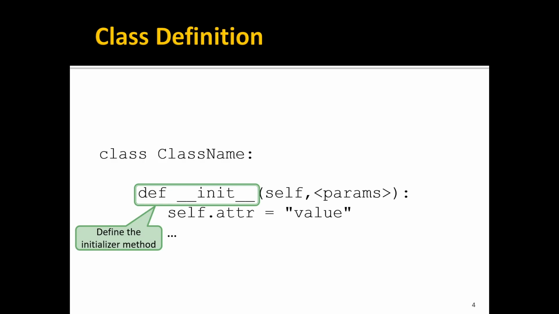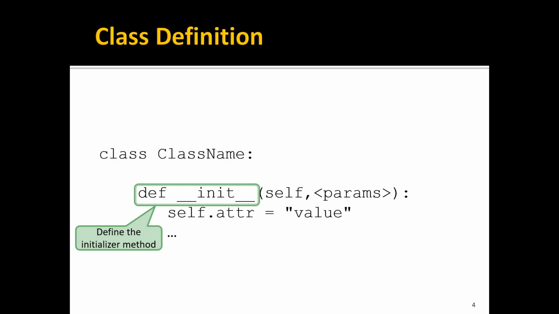So the initializer starts with the keyword def, as all functions do, but then has a very special name, underscore, underscore, init, underscore, underscore. So 2 underscores, the word init, and then 2 more underscores. So it's a very specific name. This is known as the initializer, or the constructor in some other languages. This is a special method that's going to initialize new objects for us.